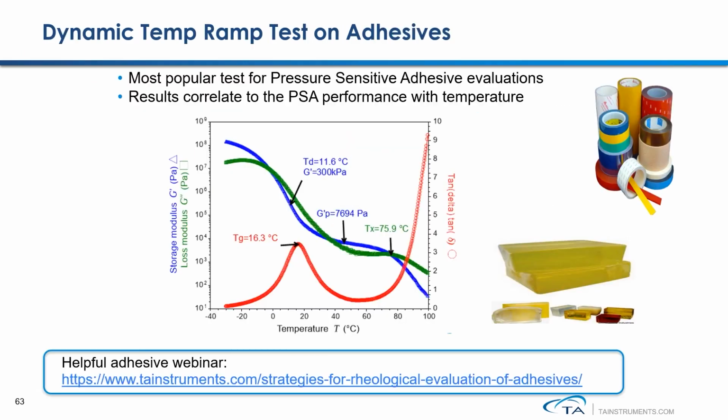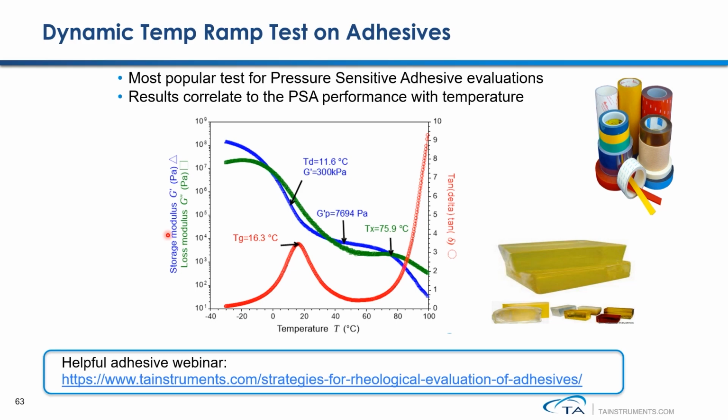The dynamic temperature ramp experiment is commonly used to evaluate the viscoelastic property of a polymeric material. Here is a case study of using the dynamic temperature ramp test to evaluate the performance of a pressure-sensitive adhesive sample. These test results provide a lot of important information about the performance of this adhesive.